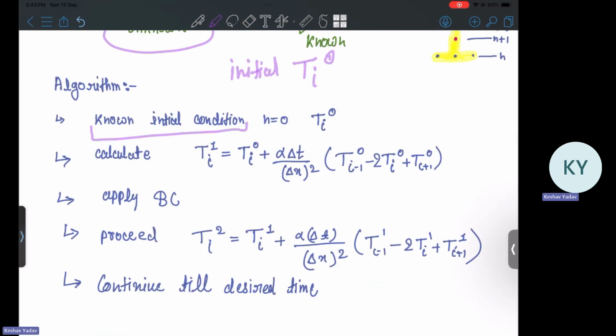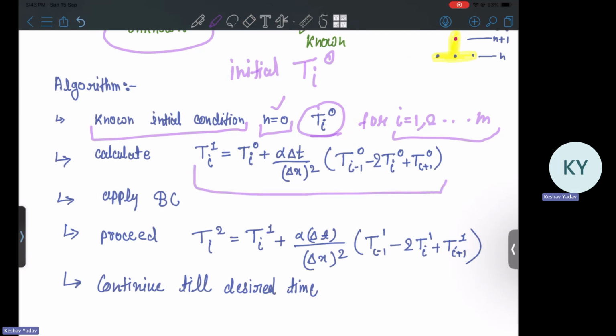We have the initial condition known. So at n equal to 0, Ti is known for every i, meaning i equal to 1, 2, ..., m. For every i, we know the temperature at n equal to 0. Now what will we do? We will use this formula for n equal to 0.